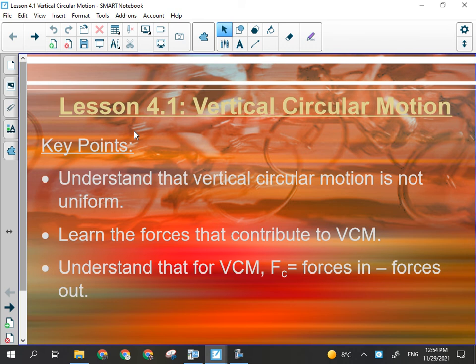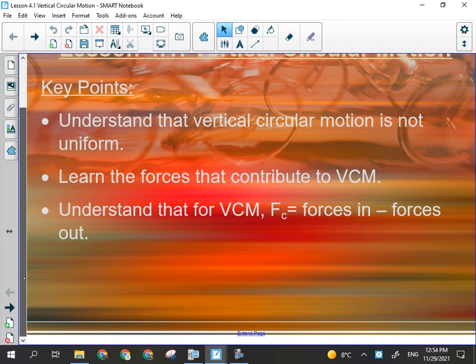Forces that contribute to vertical circular motion: gravity, and either tension, if it's something on a rope, or normal force, if it's on a track, because you would push on the track and the track would push back. And understand that for vertical circular motion, centripetal force equals forces in minus forces out. In other words, Fc is the net force, the vector sum of all forces. And we only have two directions, out of the circle and into the circle. Everybody follow me there?